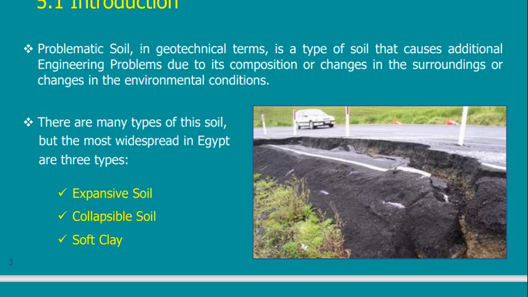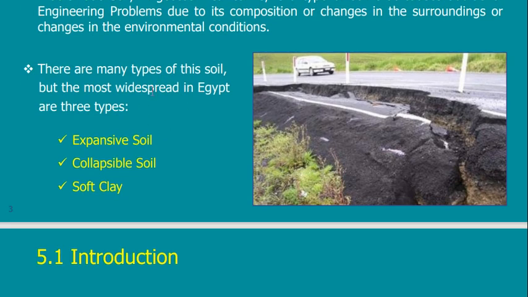So this is the definition in geotechnical terms: a type of soil that causes additional engineering problems due to its composition or changes in the surroundings or changes in the environmental condition. So this type of soil is really problematic. There are many types of this soil, but the most widespread in Egypt are 3 types. Expansive, collapsible, soft clay. Expansive means that the volume increases a lot.